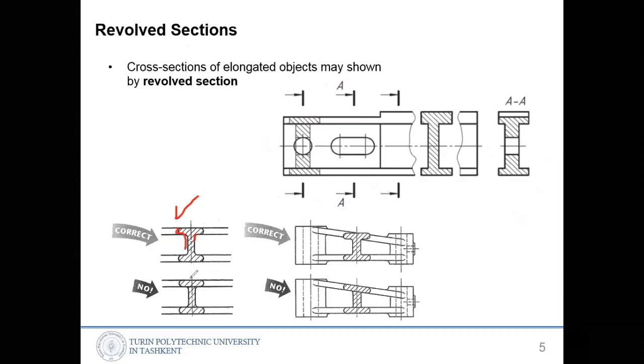So in the section, you are not seeing this kind of edge. That's why you have to disconnect it. You have to remove this edge. Okay, so in the area of revolve section, that's wrong. That's correct.